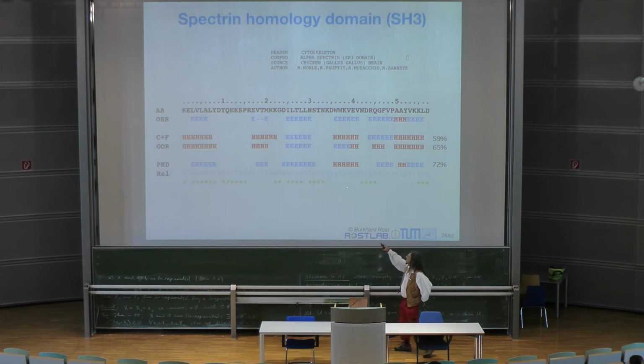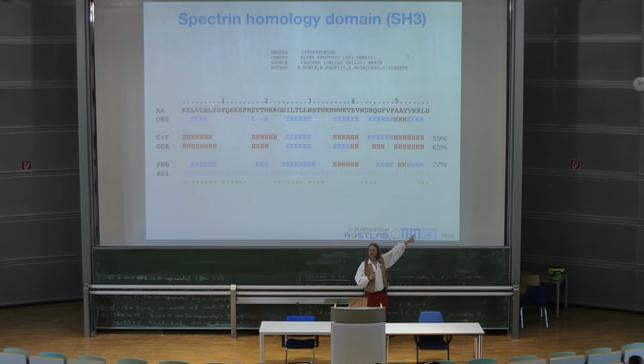I show this here in the slight gray and the green stars. The green stars are chosen such that whenever the gray number is 5 or higher, it's a green star. And what you will see is that wherever you see a green star, the prediction is right.